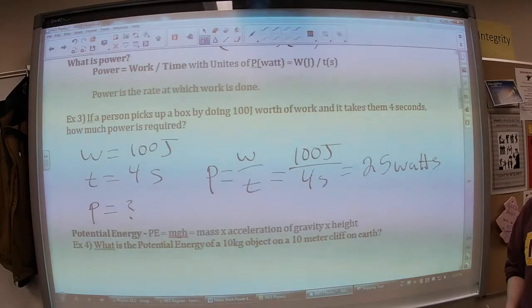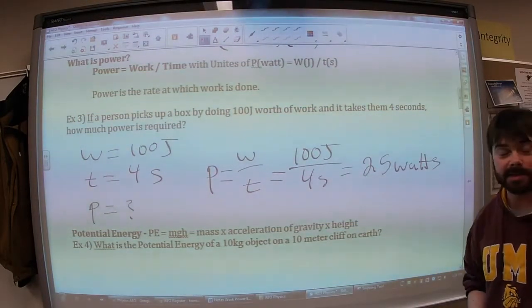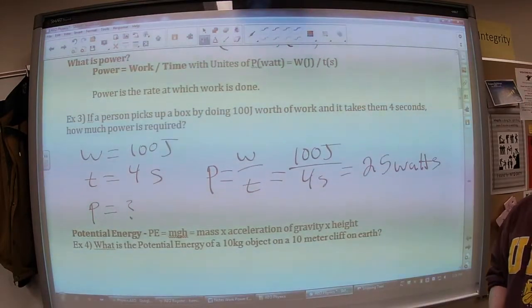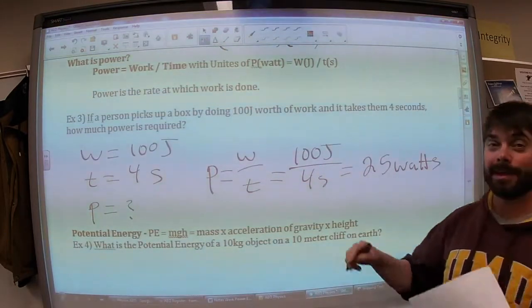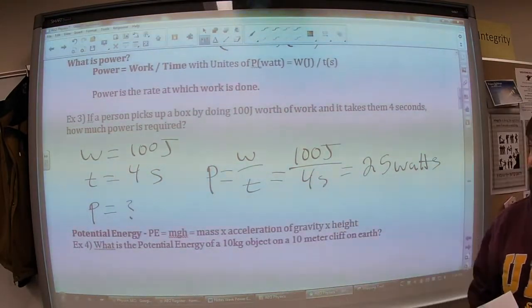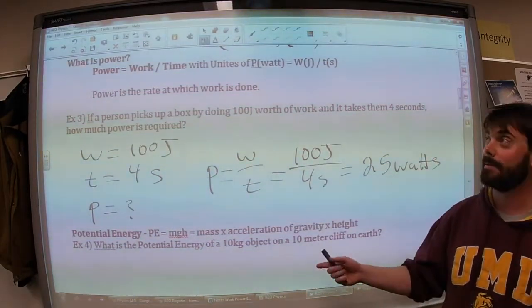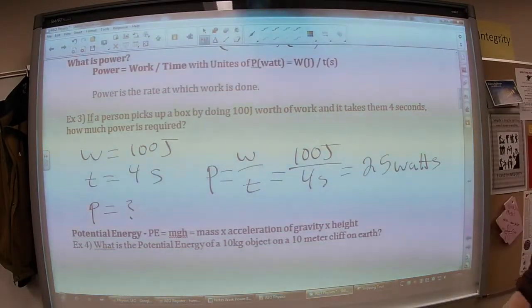So the concept of that, it's more difficult typically to find the work put in, because again, we could be moving things at angles or picking things up that are only given masses and not forces. So a lot of the so-called academic work that goes into it happens with calculations for work. The time is easy. If they give you time, you just simply divide the work by the time and you're going to get the power. Okay?